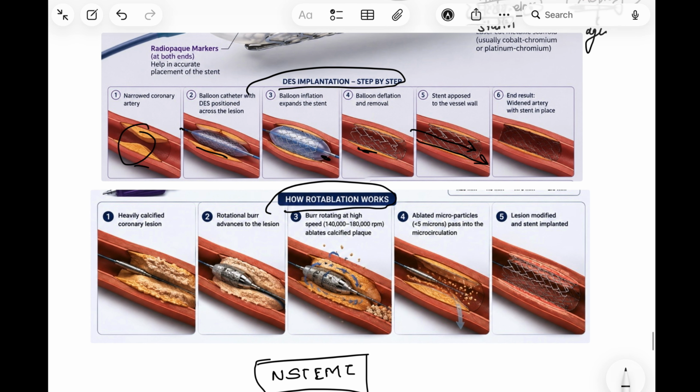Also there is rotablation, which works in cases in which there is a high amount of calcification in arteries. In this case we will pass a probe through which there is a rotating micro machine that will rotate at around 1,40,000 to 1,80,000 rpm, and it will ablate the calcified plaque, and this will create the revascularization of the artery. So these are a few methods to do PCI as well.